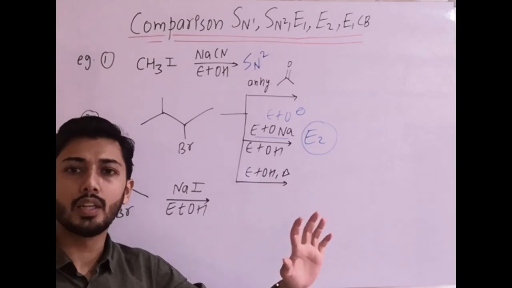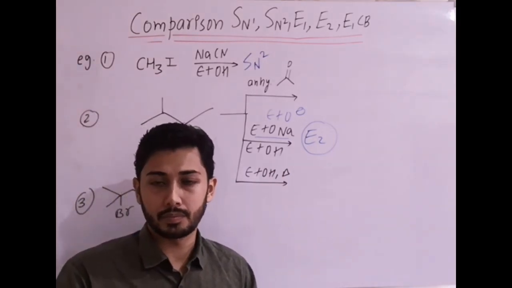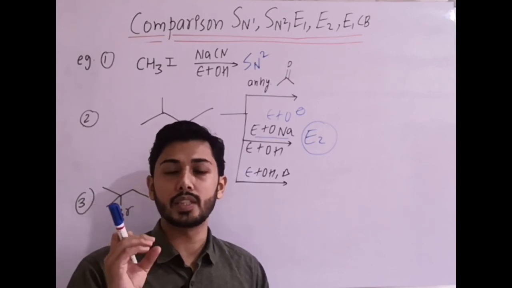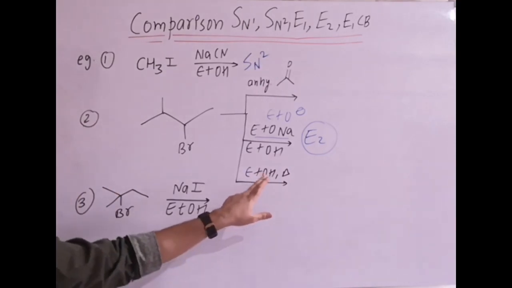So do not consider the minor product, because mostly the examples are giving you major products. In the questions you get major product as the only option. Clear? Then this one, ethanol, heat.